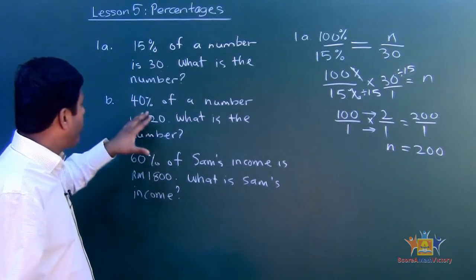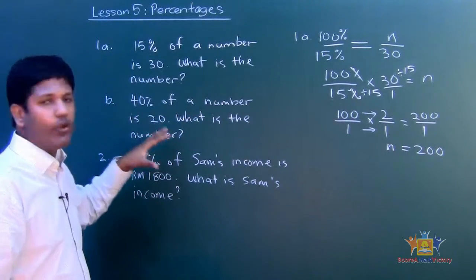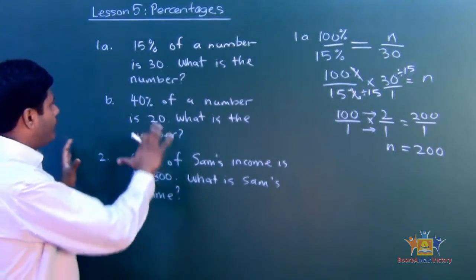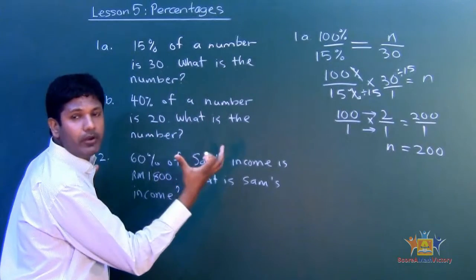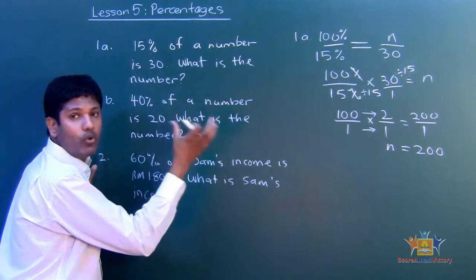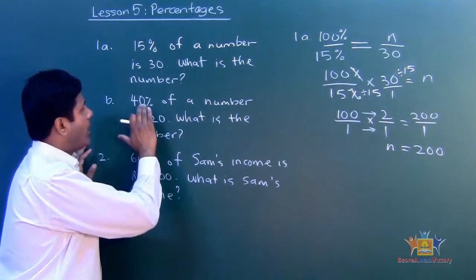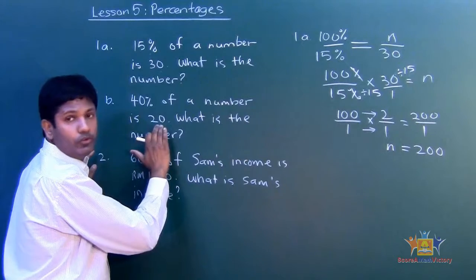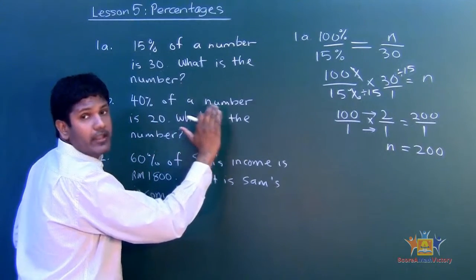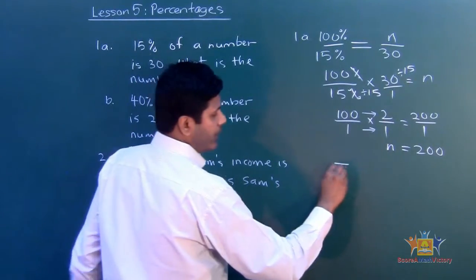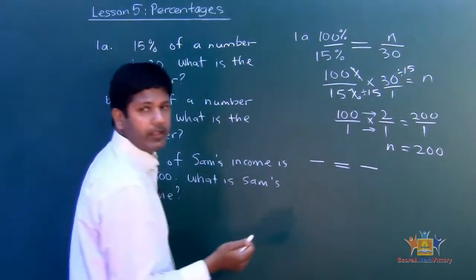40% of a number is 20. What is the number? Let's understand again. 40% of a number, and the number is the 100%. The whole thing is 20. So 40% of that number gives you 20, and we want to find out what that number is. We again use the aeroplane method.